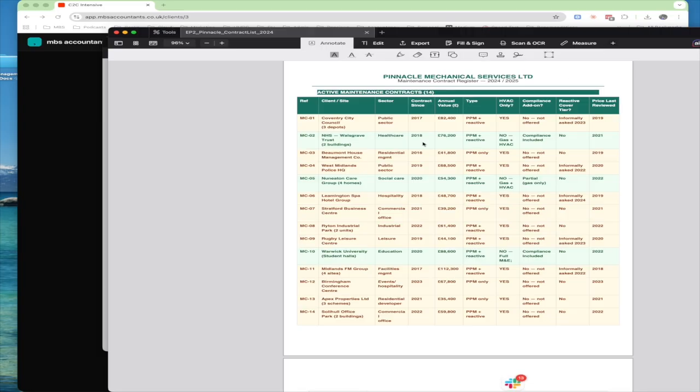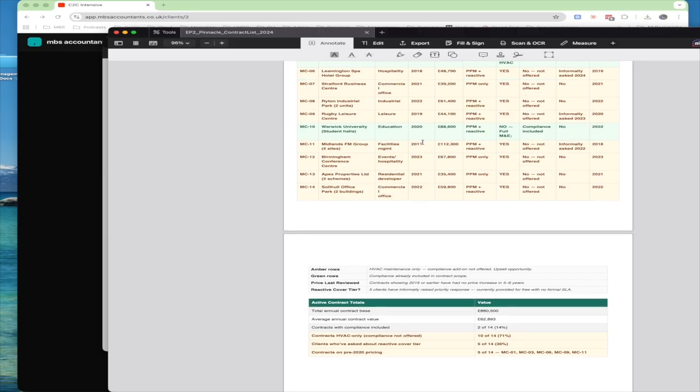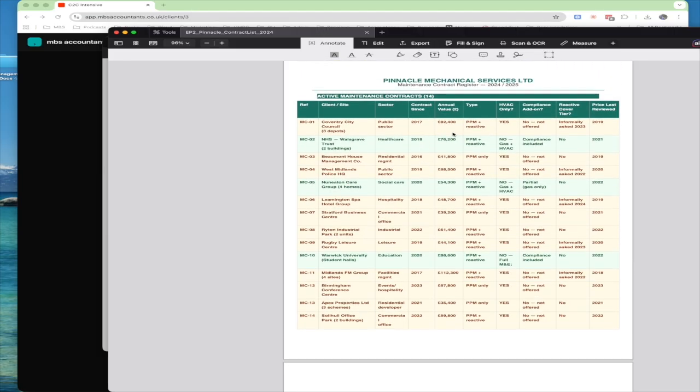Okay, so they've got these various maintenance contracts in place. You can see there's a number of them: larger ones up here at sort of 82,000, one up at 112, and a couple down at the 30,000 or so level as well. So there's a bit of a mix going on. Now, there's 14 of these at the moment.